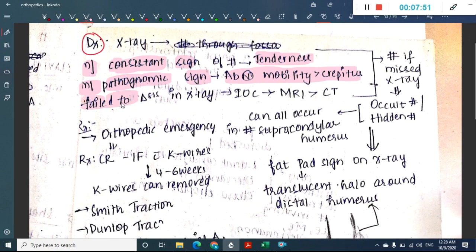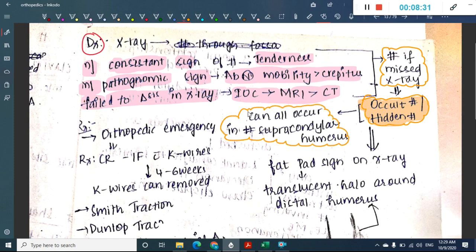If we have failed to diagnose the fracture on X-ray, then what is the investigation of choice? The investigation of choice is MRI followed by CT. If the fracture is missed on X-ray, then we call the fracture a hidden fracture or occult fracture. Where is it seen? It is seen in all types of supracondylar fracture of humerus.